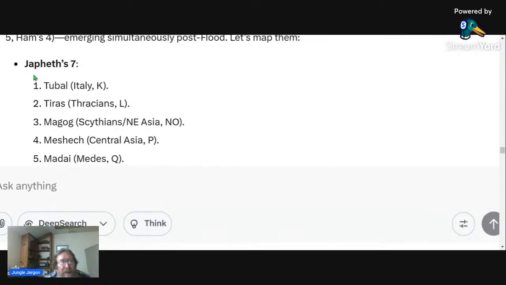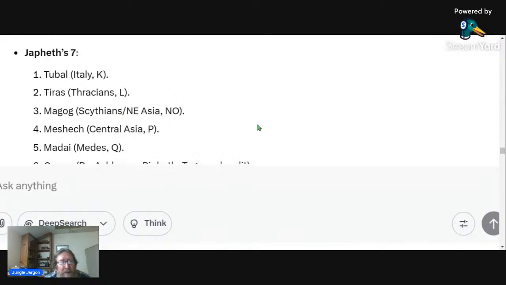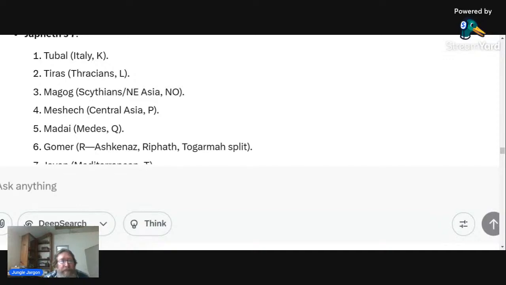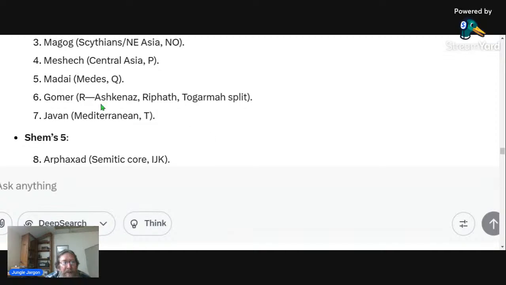Okay, got Japheth, 7 sons, Tubal, Tiras, Thracians, Magog, Scythians. Meshech is P. P is a group of P, Q, and R, but it's also a separate lineage. So the separate lineage is Meshech. The Q is the Medes, and the R is Gomer with his 3 sons, Ashkenaz, Riphath, and Togarmah. It's R1a, R1b, and R2. That's Gomer. Javan is in the Mediterranean, T.